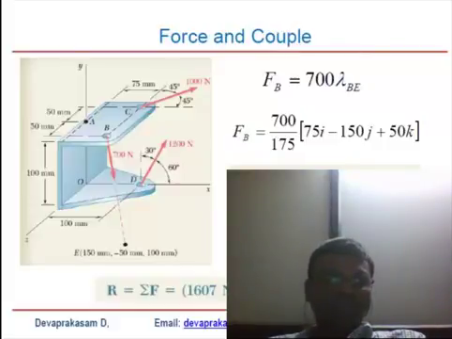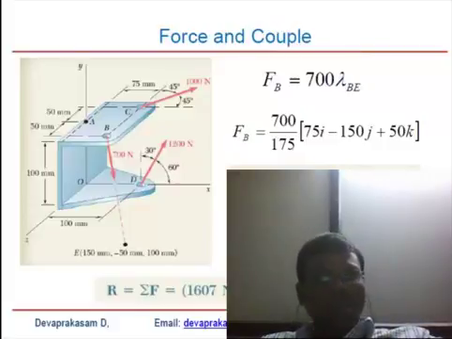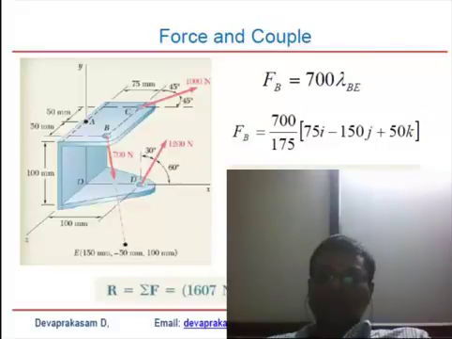What do you get? The resultant force is 1607 Newton, 439 Newton, and 507 Newton. The resultant force has to be there to maintain the equilibrium. 1607 Newton and 439 Newton and 507 Newton, that last one in the z direction, which is opposite of the positive. So that's how we get the resultant force.